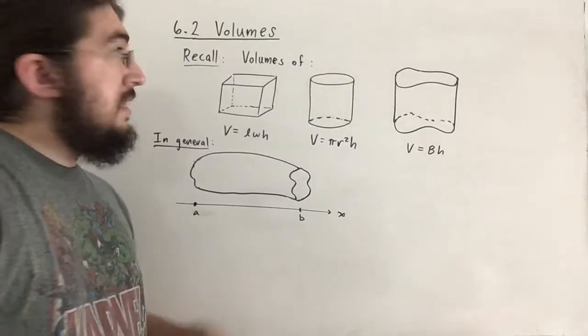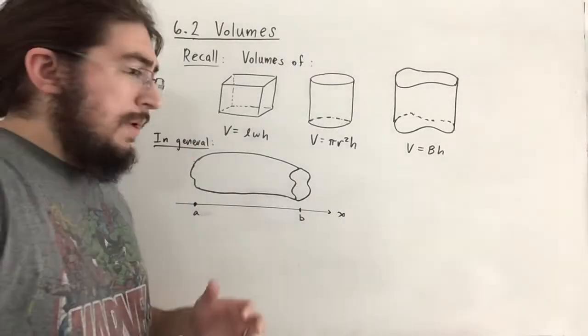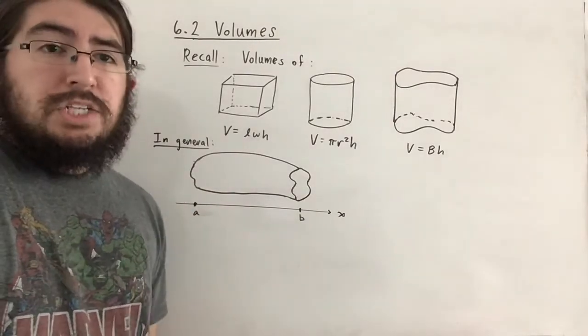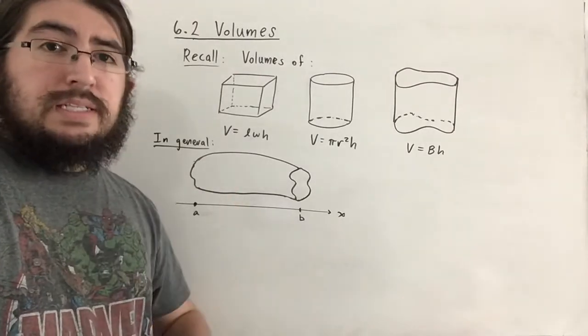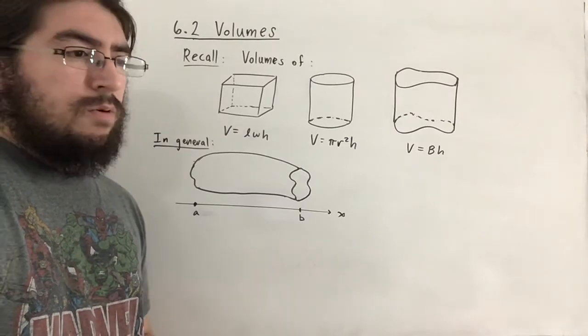Hello everyone, here we'll be discussing 6.2, which is a section on volumes. It's quite an exciting section in my opinion. Basically what we'll be doing is finding the volume of practically any shape so long as we can determine the area, cross-sectional area that is, at any particular point. And the problems we'll be discussing will be able to do that, of course.